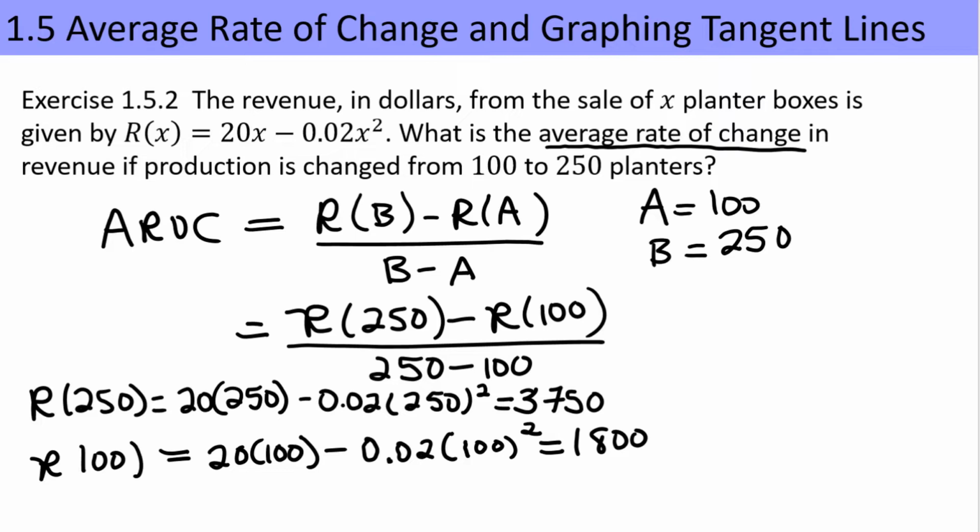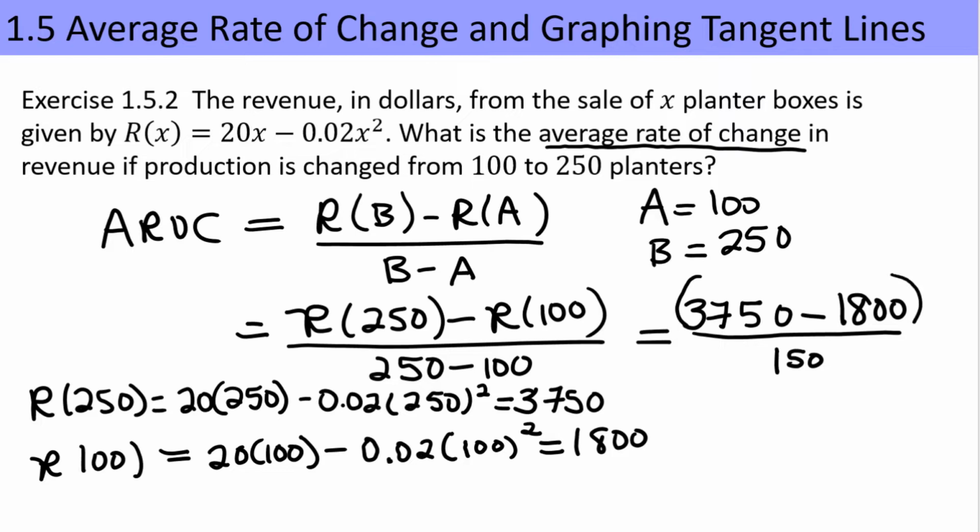Let's put those values together in the formula. We will replace the notation R of 250 with its computed value of 3,750, and replace the value for R of 100 with 1,800. And let's do the subtraction. 250 minus 100 is 150. When you use your calculator, make sure that you solve the 3,750 minus 1,800 in parentheses, and when you finish, the number is 13. Now, I'd like for you to be able to explain what that 13 is.